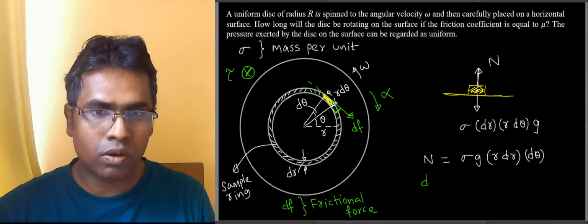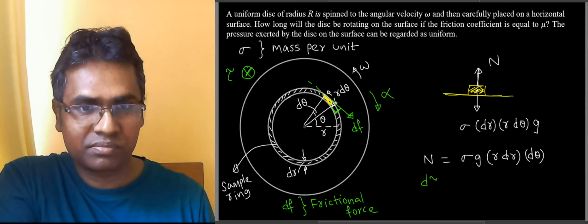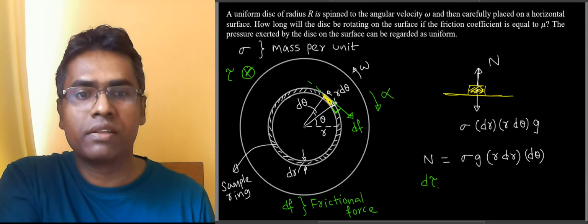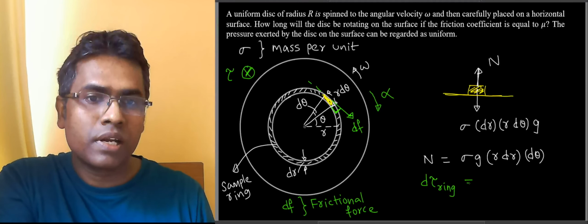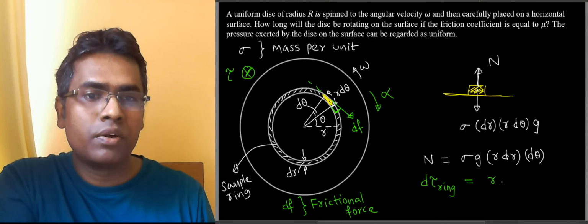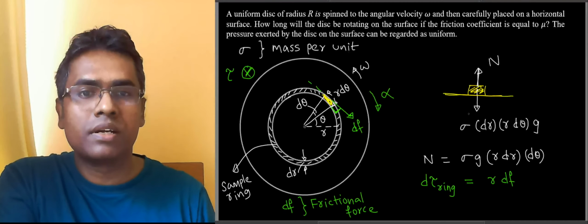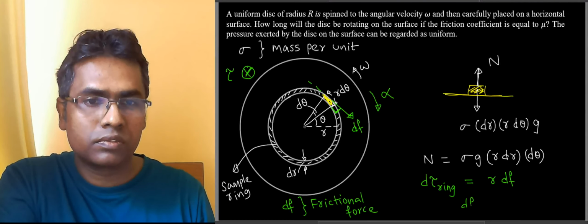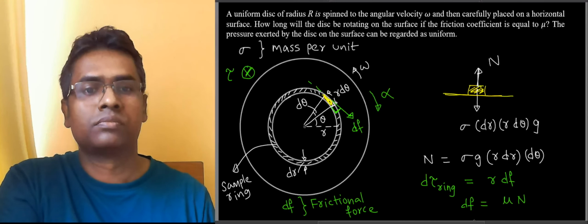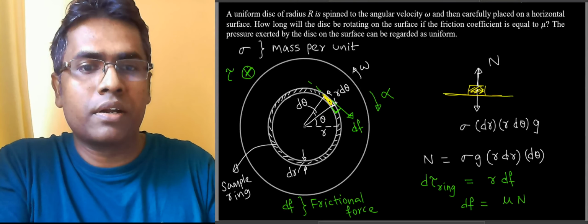Now, this force provides torque. I'll write the torque again, d is for the small portion of the torque. Since we are only looking at the ring, maybe I'll just mention ring. So that is r into dF. Now, what is dF? dF is clearly mu times the normal. If I combine these two and write it down.